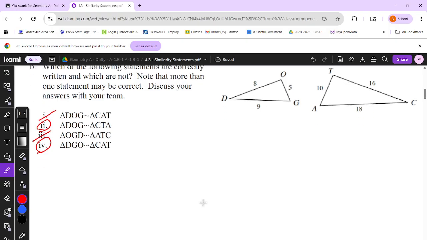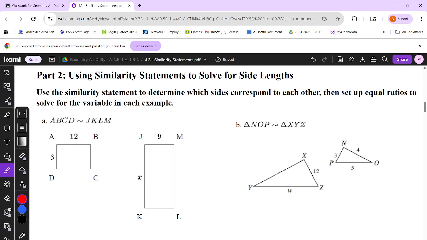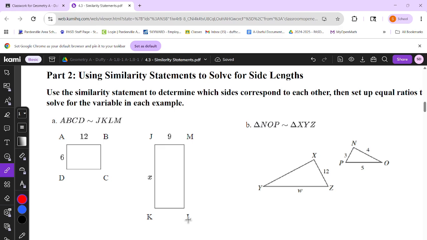Flipping to the next page. Here is how you would use the similarity statements to determine which side lengths are corresponding to each other. Now, like I said, sometimes you can just kind of tell. From the looks of this, it looks like 6 would correspond to 9 and 12 would correspond to X. But it's not always going to be like that, so you want to use the similarity statement to make sure.